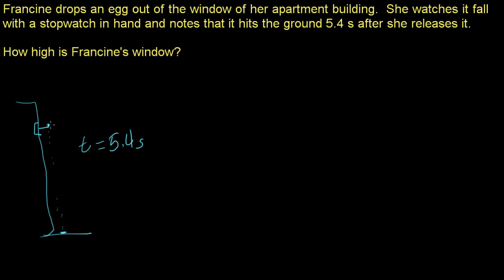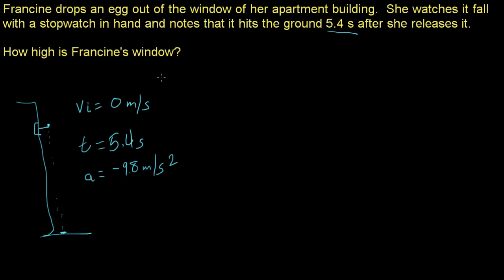If she just drops it, that means we know the initial velocity. When you just drop something, it's not moving in the instant that you drop it, so the initial velocity is 0. We can also safely assume that this is on the planet Earth, so we know the acceleration, which is negative 9.8 meters per second squared. And so we've got 3 knowns, so we can do this problem now, even though there's only one number given.